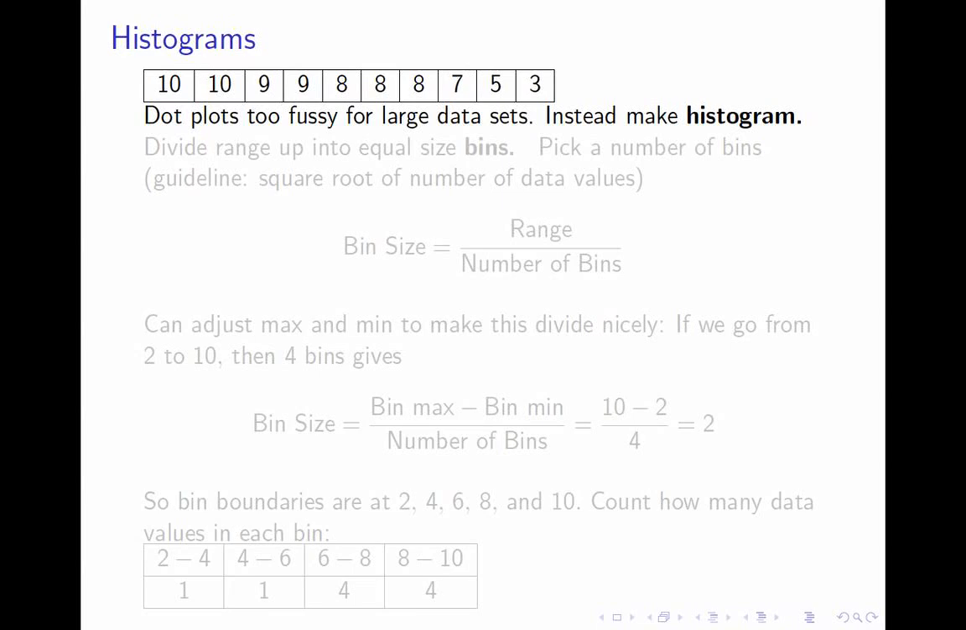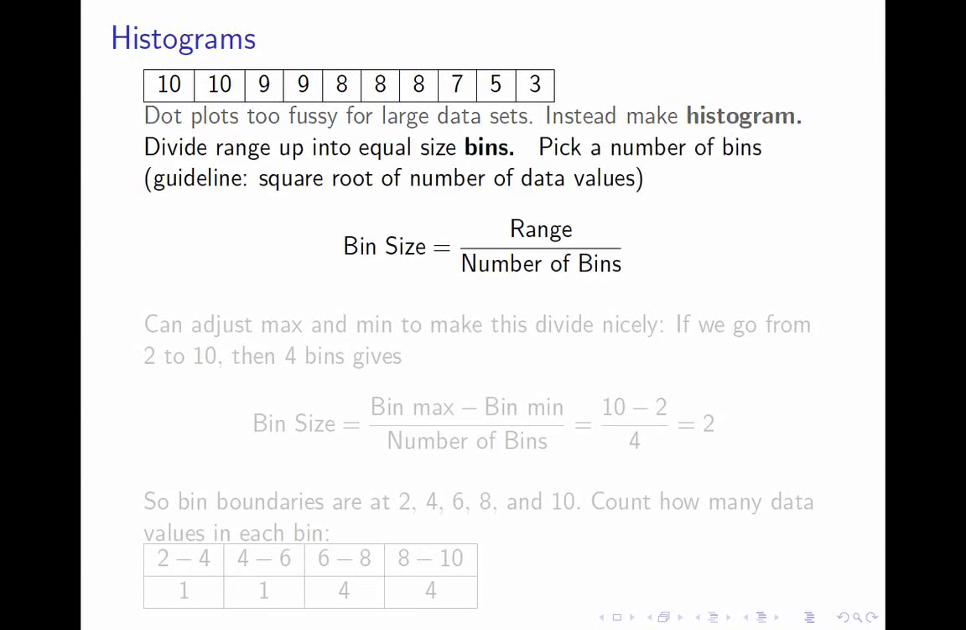How do you clump the data together? That's a little bit complicated. You divide it up, the range up, into equal-sized bins. To do that, the first thing you do is pick how many bins you want. This is an art, not a science. It depends on the context and what you want to get out of the data.